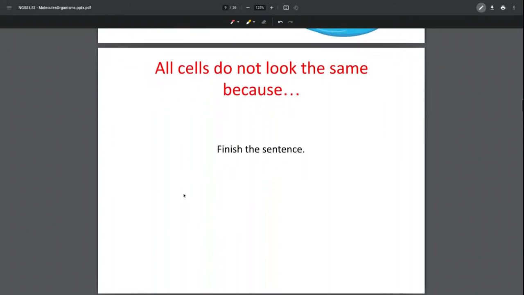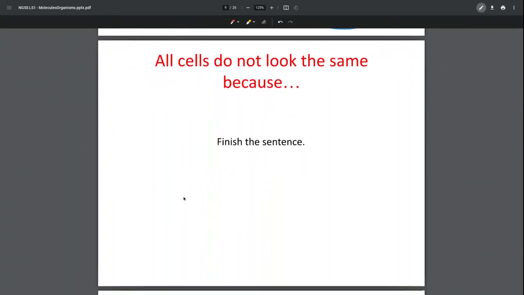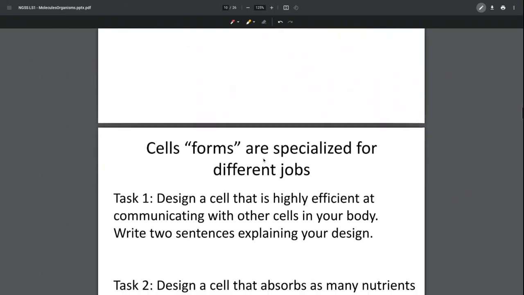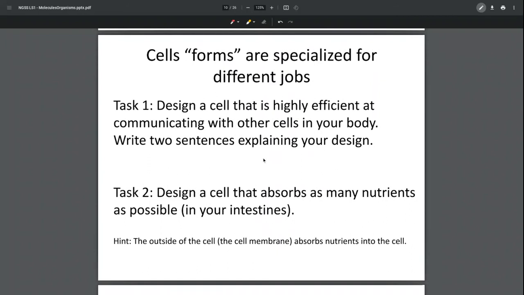Okay, so finish the sentence in your notes. All cells do not look the same because. All right, I want to see that in your notes.